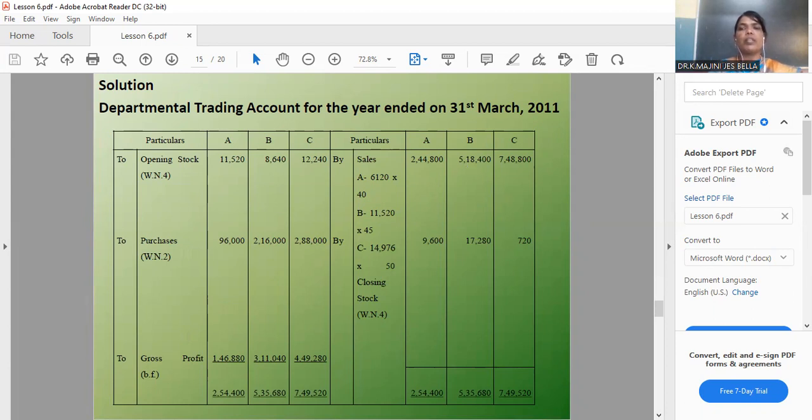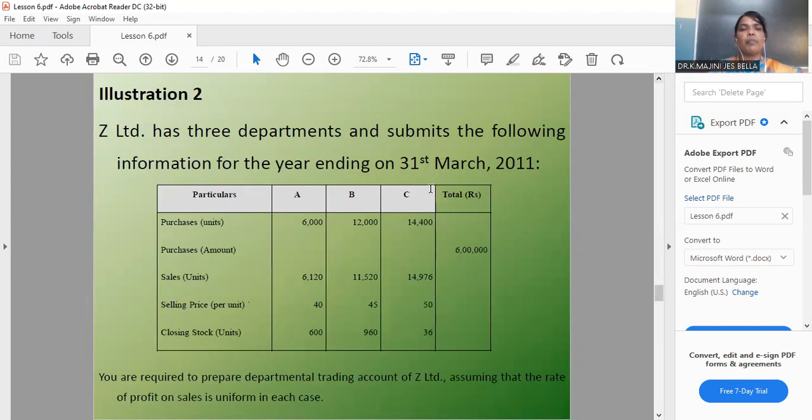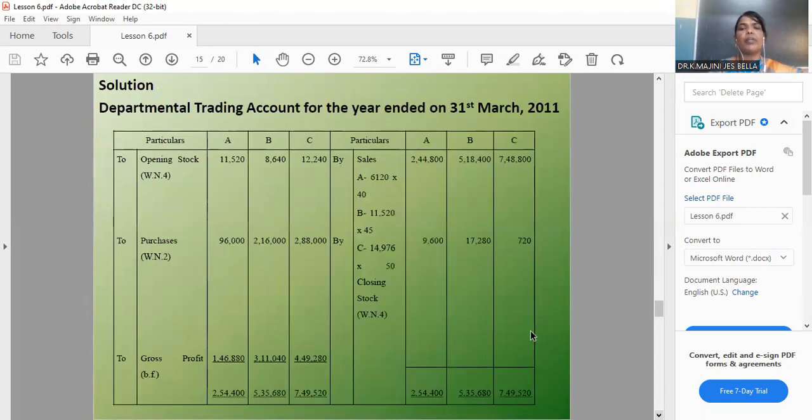Then you come to this department C. Department C, 14,976 into 50. 50 means selling price per unit. 14,976 into 50. How much is the amount? 7 lakhs 48,800, right? Then we'll move for the closing stock.